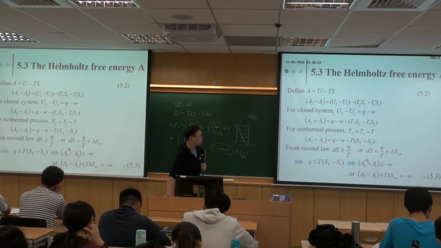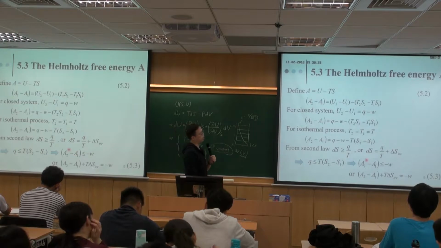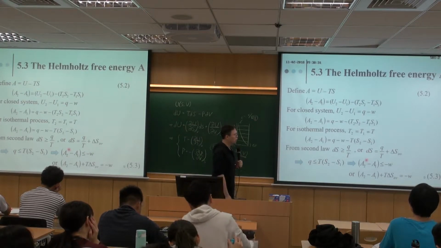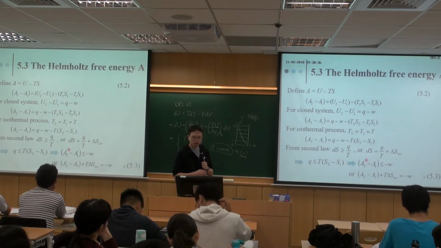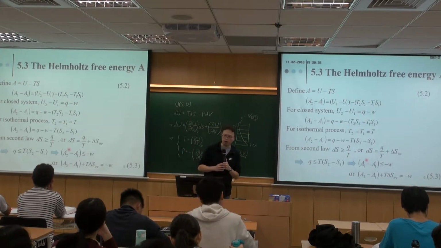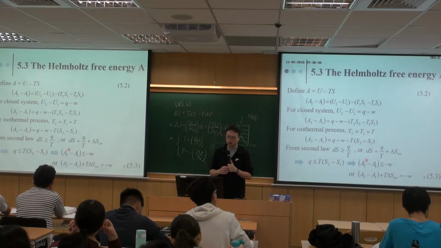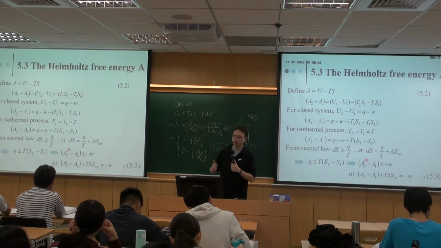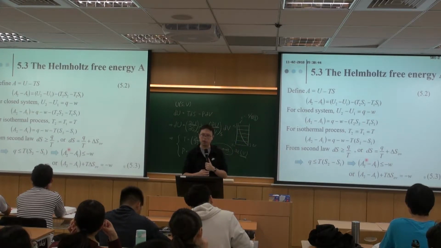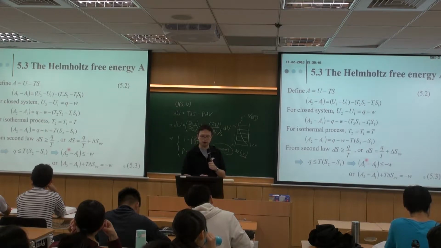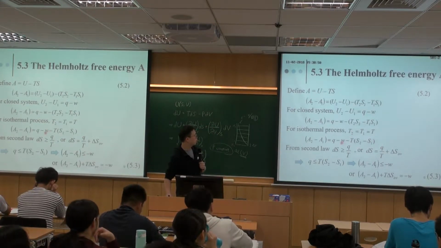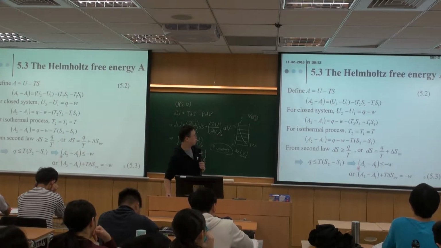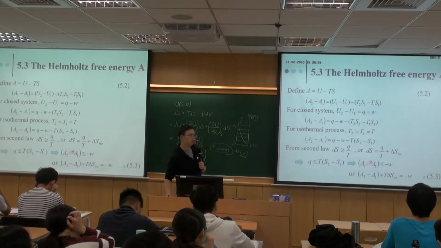So the change of Helmholtz free energy represents the maximum work that the system can do. Or if you change the sign, A1 minus A2 will be the maximum work the system can do. The reason why you have a minus sign here is because this is the final minus the initial.